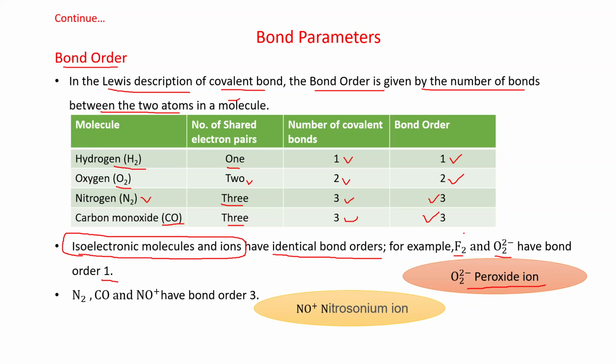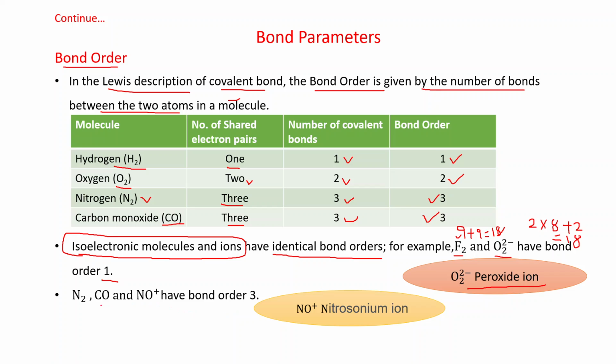Now, if you find out the number of electrons in this one and this one, in case of F2, each fluorine atom has 9 electrons. That's why total number of electrons in F2 is 18. Now, in case of O2 2 minus, there are 2 oxygen atoms. Each oxygen atom has 8 electrons. Plus, there is a 2 negative charge. It means 2 electrons are extra. If you add it, again you will get 18.